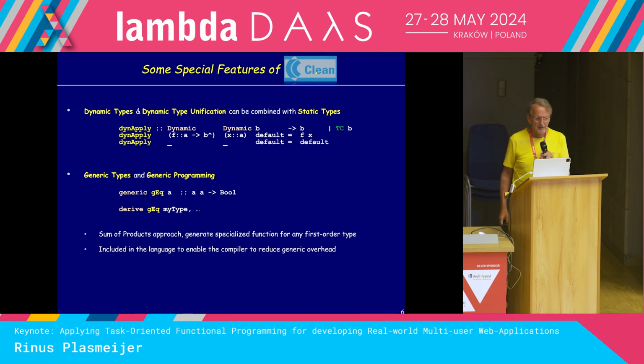Finally, there are, of course, dynamic types and generic programming. And the difference with a language like Haskell is that it's built into the system. So the compiler knows when you define generic functions. Generic functions you can define with a sum-of-products type approach. If you do that, you can let the system derive, for instance, equality for your specific types. The advantage of having this built into the language is that the compiler will try to remove the generic overhead which is caused by using such constructions.